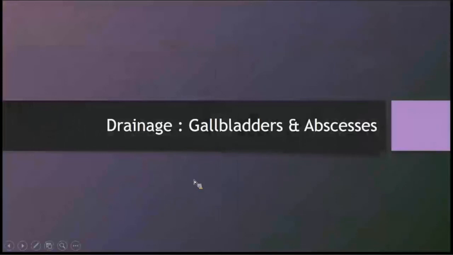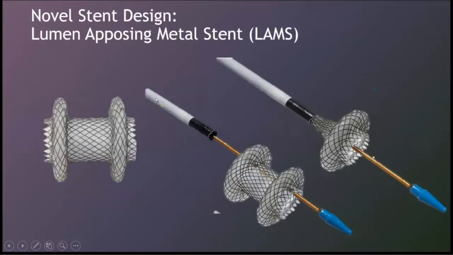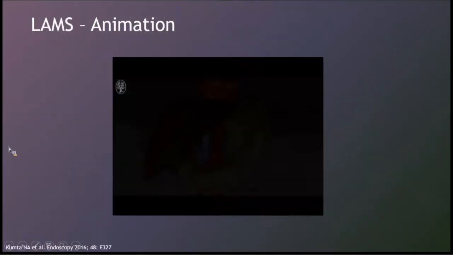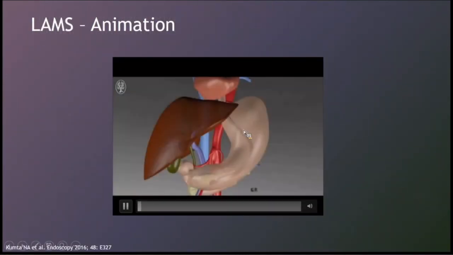The last quick category is just endoscopic drainage. This is the stent we used for pseudocyst. It's what it was designed for. It's a butterfly stent. It's very short, but it's got a big lumen you can enter into. Here's a little schema of it.